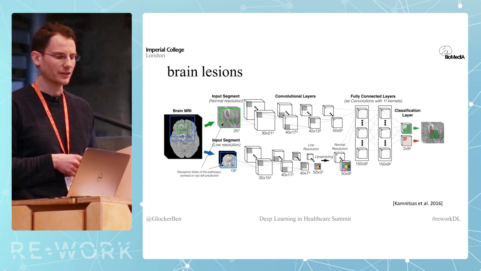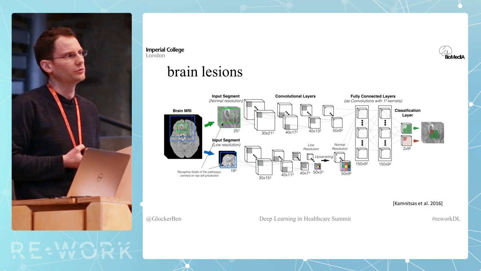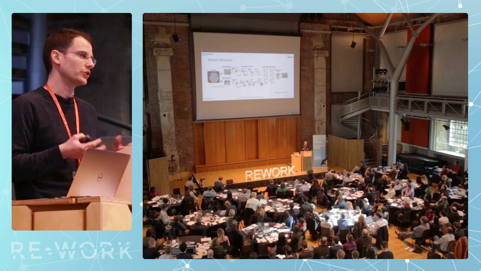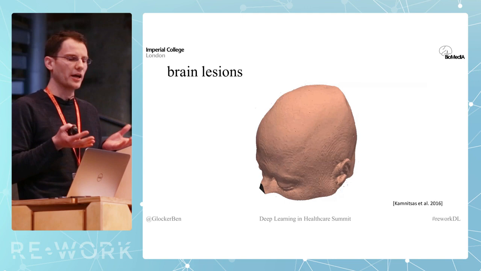So we used a relatively standard convolutional neural network, made it possible to process large 3D imaging. So this is done on 3D volumetric brain scans. And we used a multi-resolution approach because it helped us to incorporate local but also spatial contextual information. And that worked pretty well. So this network allowed us to come up with a system that was able to analyze a 3D scan and give us a very accurate 3D map of where the network believes there are lesions.